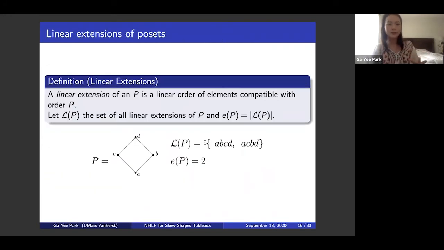Yes, okay. So let's move on to the linear extension. A linear extension is a linear order of elements compatible with the order P, as shown in the pre-seminar. So for this poset A, B, C, D, the linear extensions are A, B, C, D, and A, C, B, D. And E of P denotes the number of linear extensions. So for this case, E of P is equal to 2.